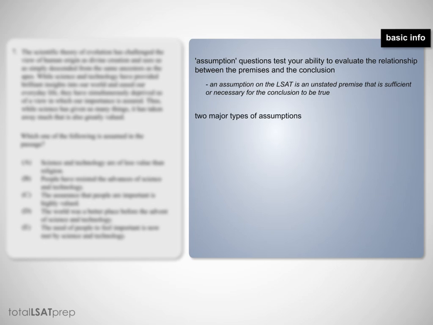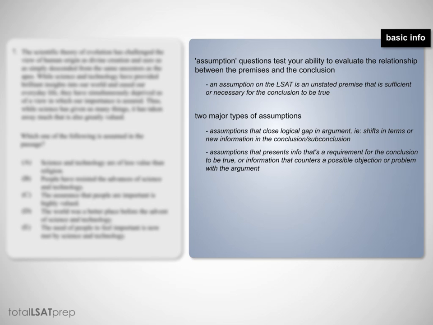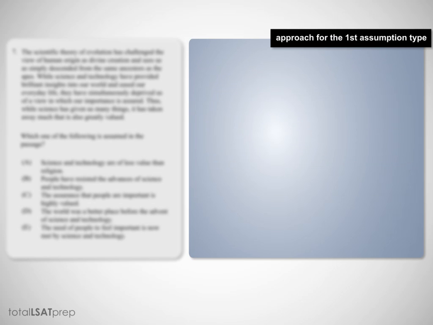And there are two major types of assumptions. There are assumptions that close a logical gap in the argument. For example, there's a shift in terms or there's new information in the conclusion or subconclusion. And there are assumptions that present information that's a requirement for the conclusion to be true, or information that counters a possible objection or problem with the argument. And we're going to go over both types in this section. Okay, so let's go over the approach to the first assumption question type.